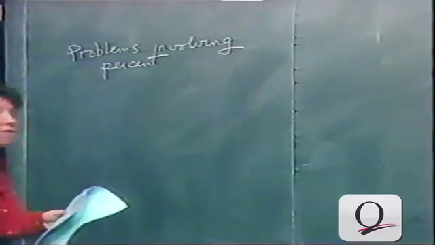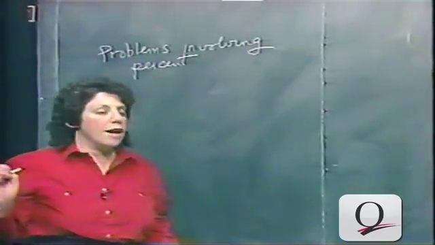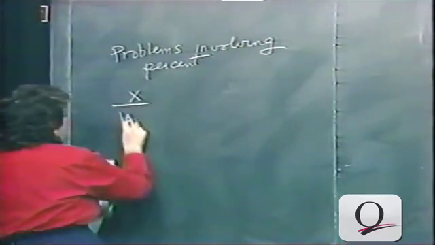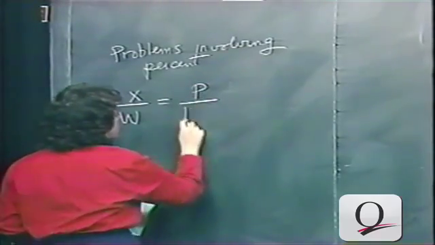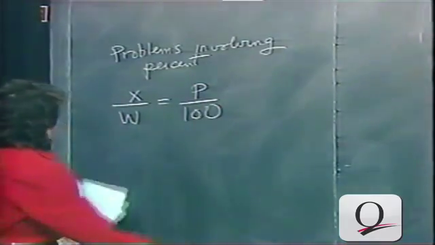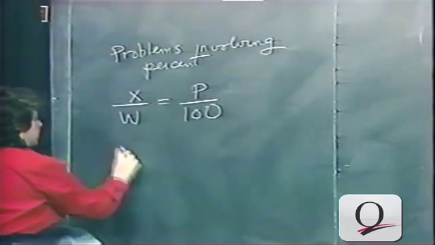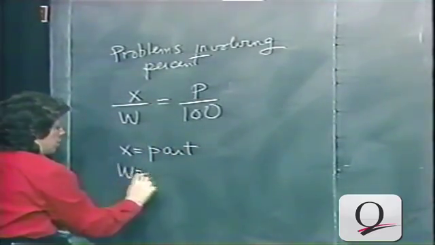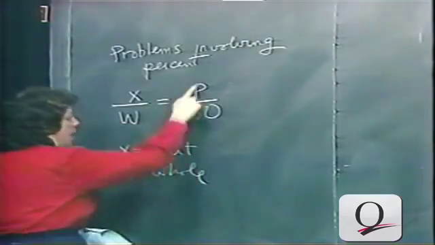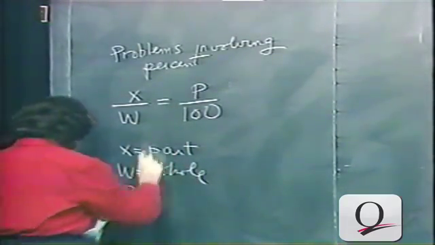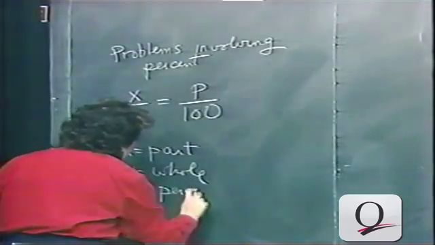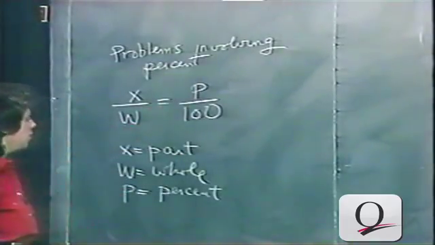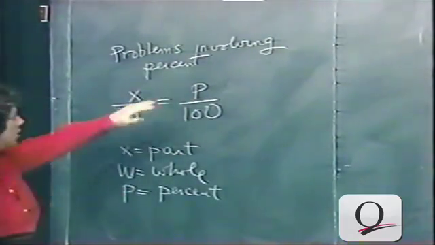Most problems involving percent can be solved by setting up a proportion of the form x is to w as p is to 100, where x represents some part of w, which is the whole, and p refers to the percent. The number is actually the number without the percent sign, the number of parts in 100.